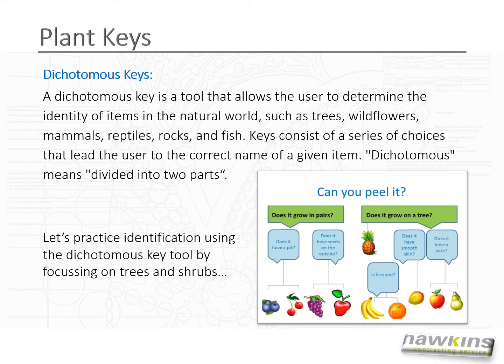Dichotomous keys. A dichotomous key is a tool that allows the user to determine the identity of items in the natural world, such as trees, wildflowers, mammals, reptiles, rocks, and fish. Keys consist of a series of choices that lead the user to the correct name of a given item. Dichotomous means divided into two parts. Let's practice identification using the dichotomous key tool by focusing on trees and shrubs.